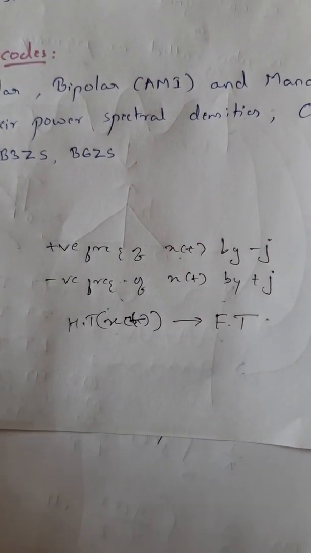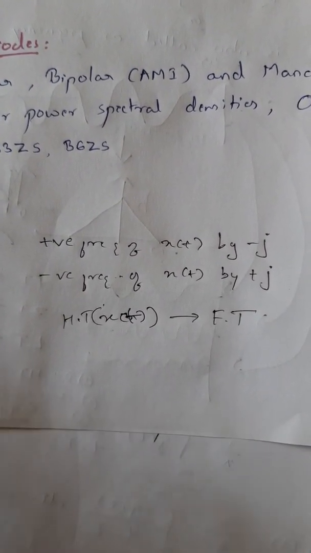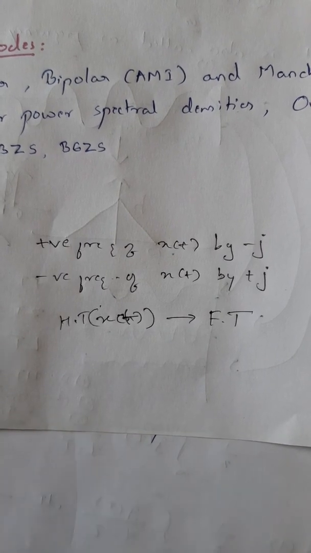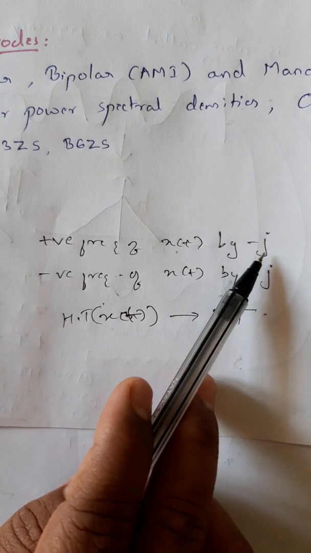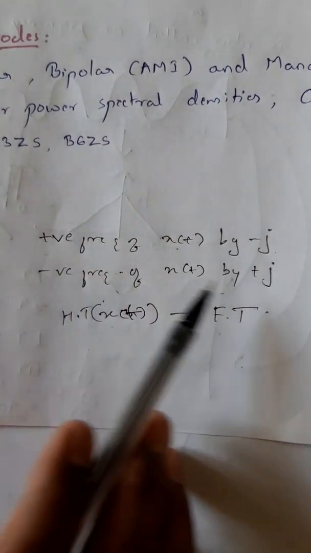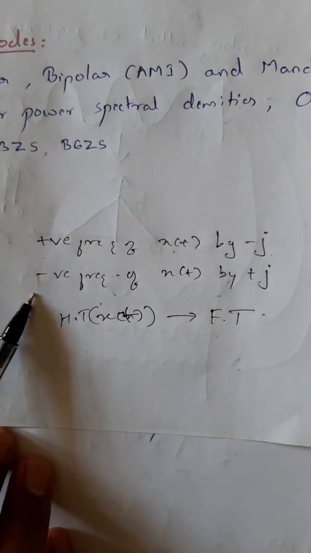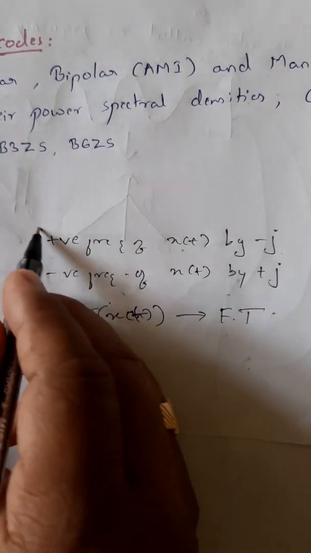So to convert the Hilbert transformed signal into its Fourier transform, what should I do? I should multiply the positive frequencies by minus j and the negative frequencies by plus j. So this is the fourth point.